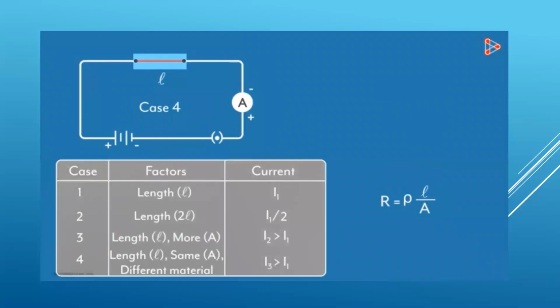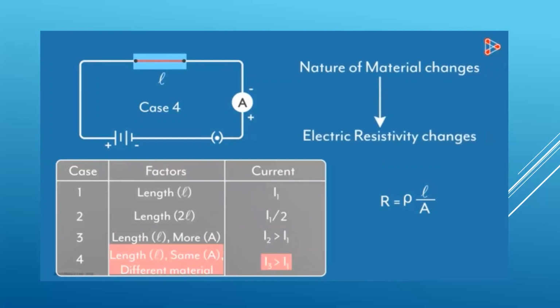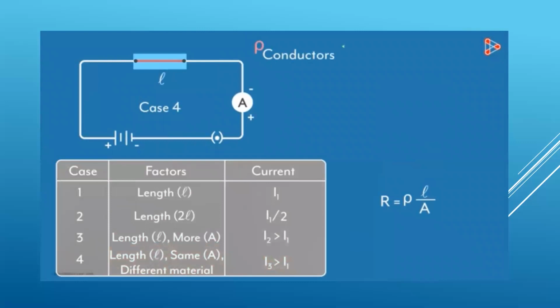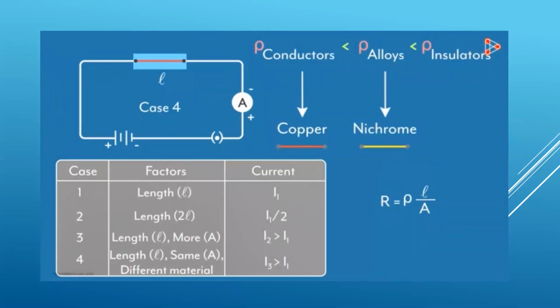In the fourth case, we saw that as the nature of the material changes, the current flowing through the conductor also changes. And that's because as the nature of the material changes, its electric resistivity also changes accordingly. Conductors, for instance, have lesser resistivity as compared to alloys, and alloys have lesser resistivity as compared to insulators. Nichrome is an alloy, while copper is a metal which is a good conductor of electricity. And that's why the current reading increased when the material changed to copper.